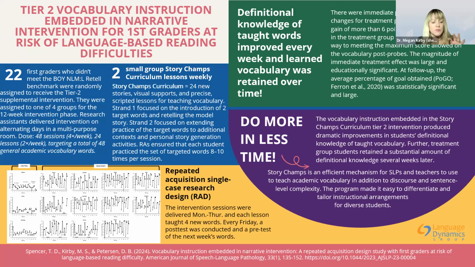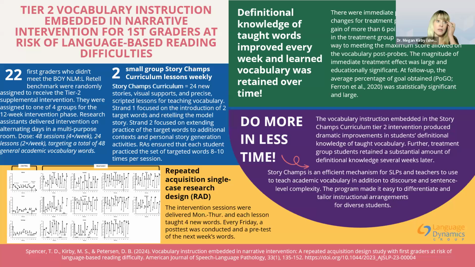But 22 of these first graders were not making any progress on the beginning of the year benchmark for the NLM listening. Their score was really low. And so immediately, rather than wait, they were identified for tier 2 supports, that supplemental intervention. And that intervention went for 12 weeks.